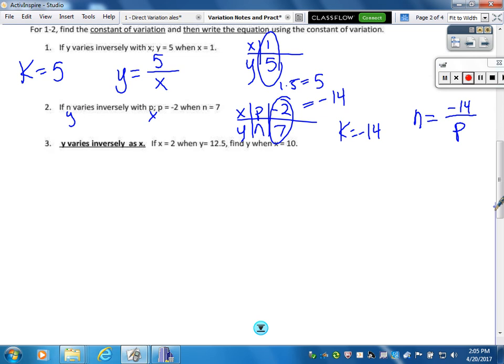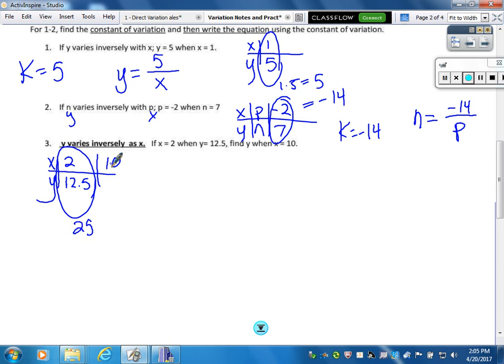Got a third one here. Y varies inversely with x, so we're back to our normal. X is 2, y is 12.5. It wants to know a new y value when x is 10. So let's figure out, because it varies inversely, it needs to multiply to the same number. 2 times 12.5 is 25. So we've got to figure out 10 times what makes 25.